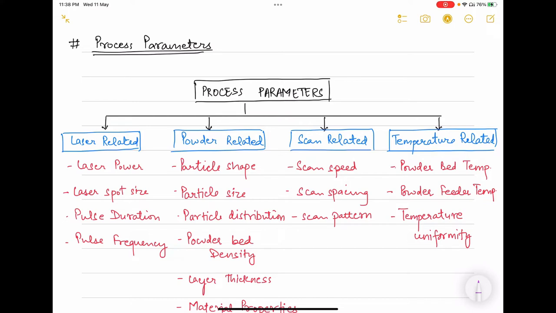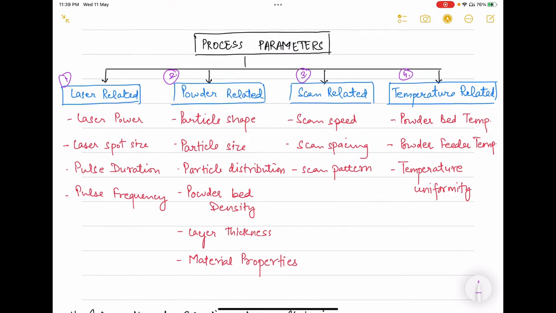So let us check some of the process parameters of powder bed fusion processes. The main parameters are subdivided into laser related, then powder related, then scan related, that is how the powder bed is scanned by the laser, and then temperature related. So laser related parameters are laser power, laser spot size, pulse duration and pulse frequency.